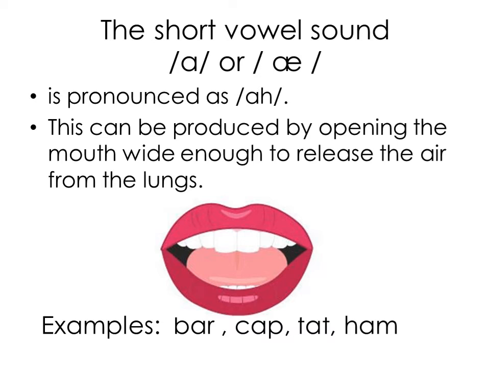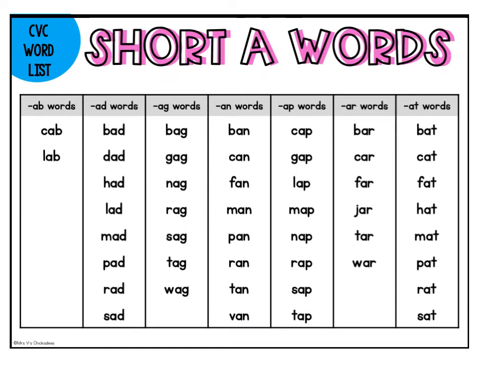You can do it. Now let's read a CVC word list. Let's have first the ab words, words that end with ab. The first one is cab, lab. Now your turn. Now let's have ad words. First one is bad, dad, had, lad, mad, pad, rad, sad. Now your turn.